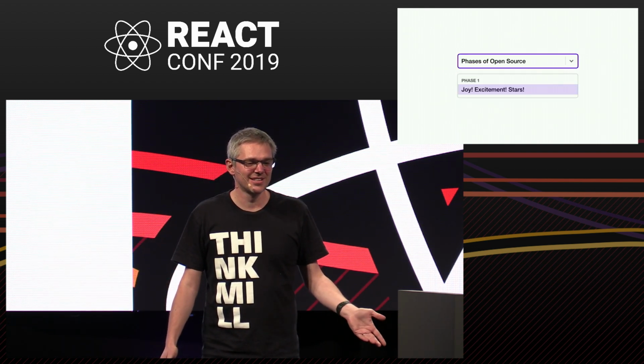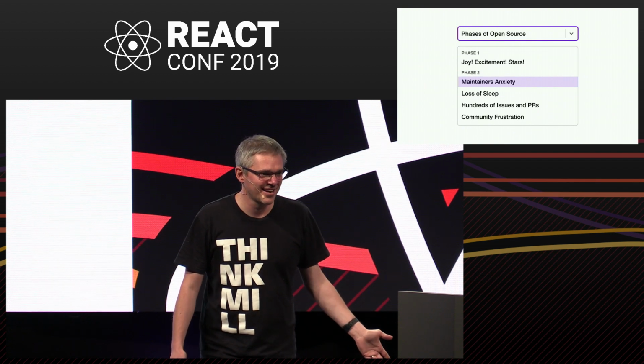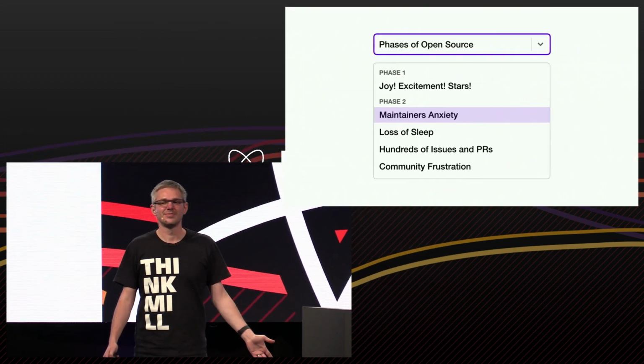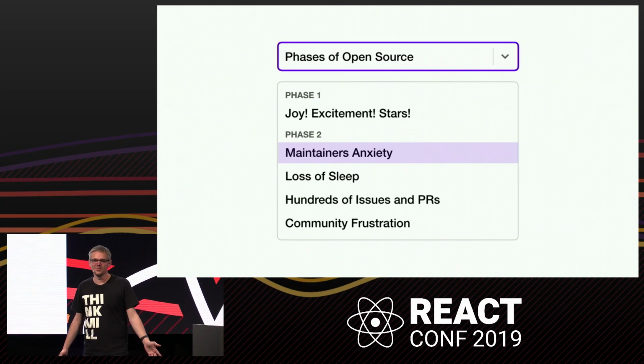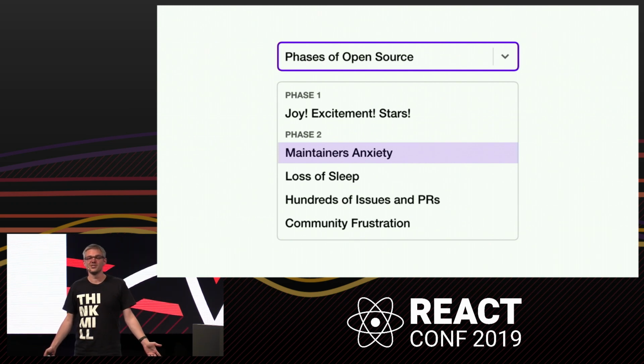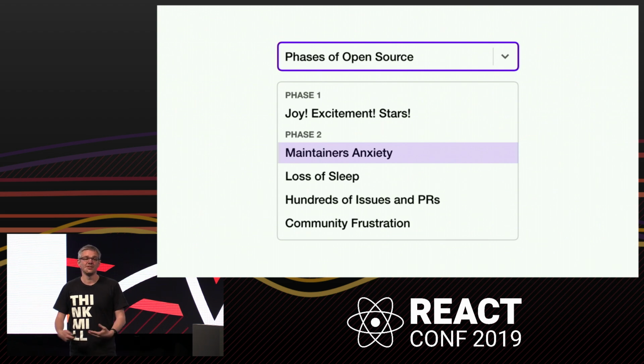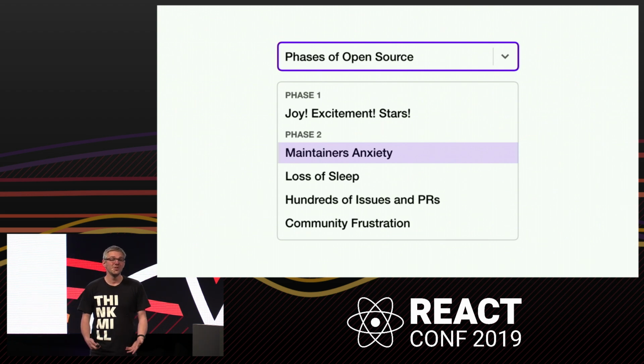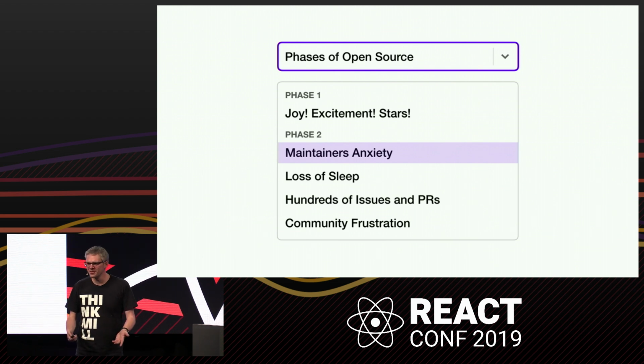And so I learned about the second phase of open source, which is maintainers' anxiety and loss of sleep, having hundreds of open issues and PRs, and a lot of community frustration, because on the other side of each of those issues and PRs is a human who's put their time into either using your software or contributing to it. And you're not talking to them. You're just ignoring them, and that feels terrible. It really does.